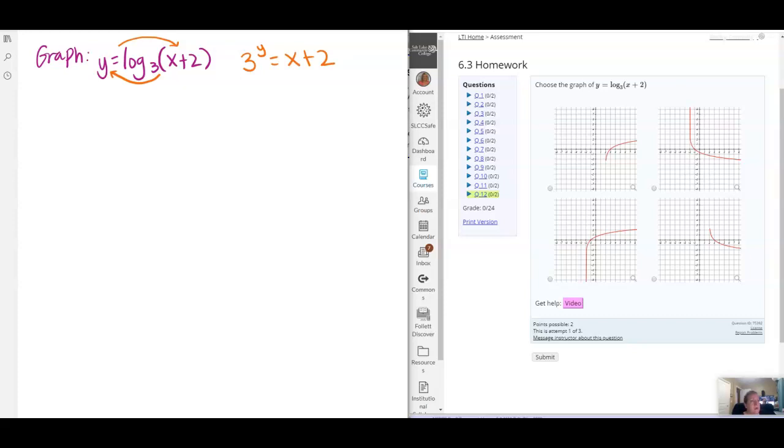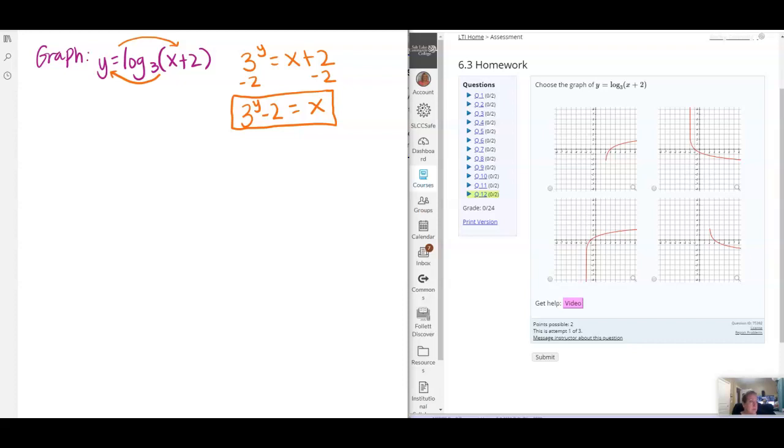All right, now x is not by itself here, so that's where that second step comes in that I was telling you about. It's going to be easiest if we just get that 2 over to the other side and get x by itself, right? And so that means we're going to have 3 to the y power minus 2 equals x. And so now this is what I want to put my y into. So I'm going to pick y's and figure out what x is.